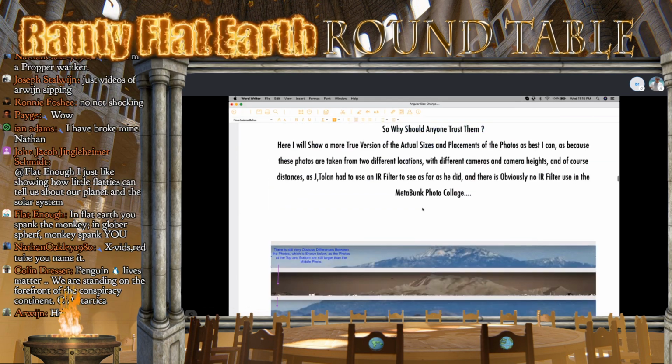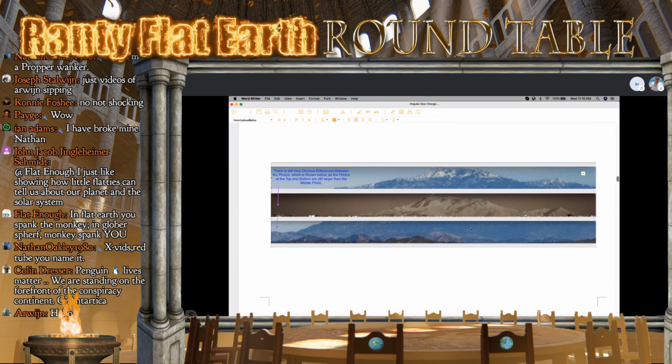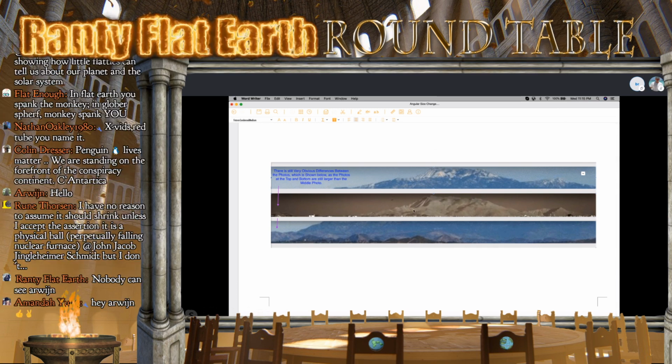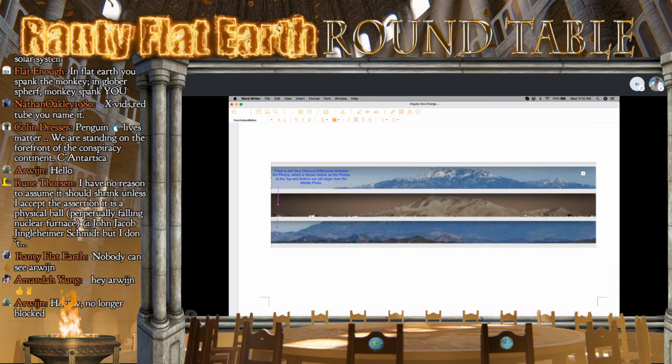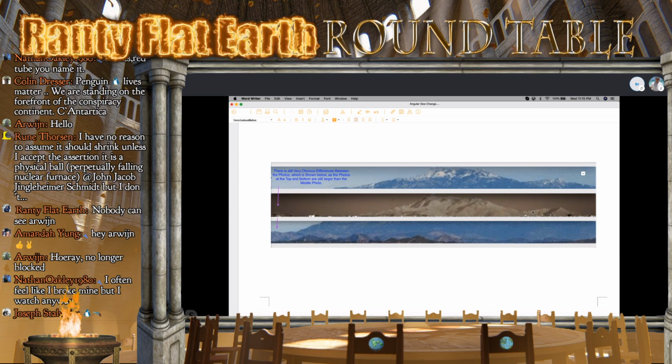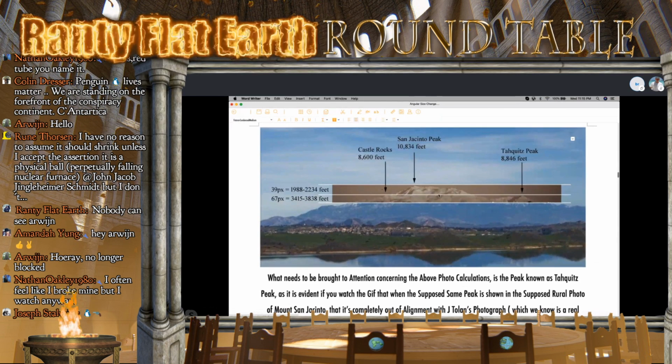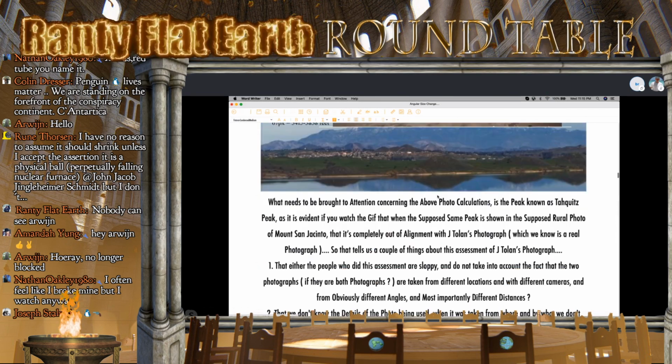So this is proof that they have not done it correctly, and even this is stretched out more than what they had. So I come down here. This is one I put together. So now I've made them more equal in size, and now you can see that this is the bottom of the mountain, this is the top of the mountain, and this is the part Jay Tolan could see. So Jay Tolan could see a lot more here than what they were trying to show he could see up there. He could see half of the mountain.